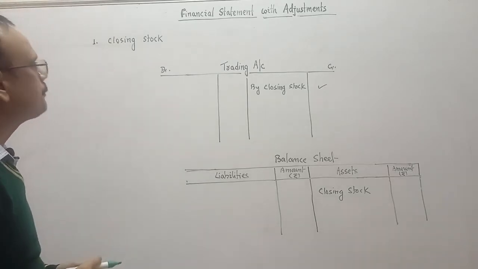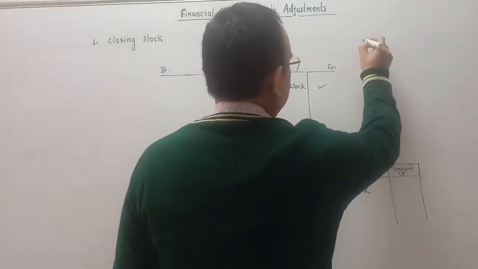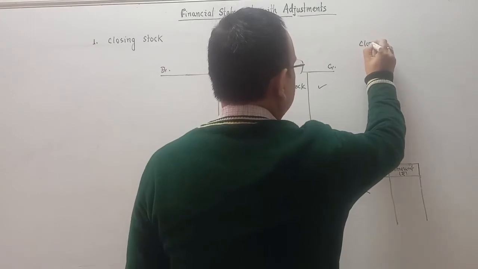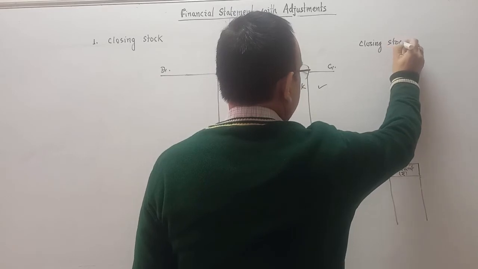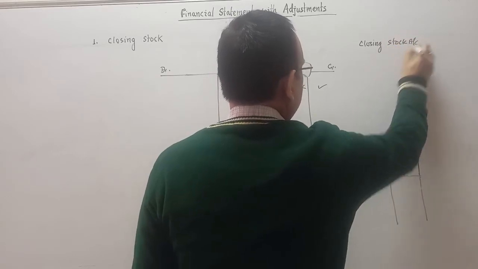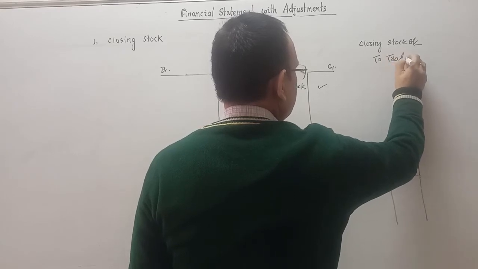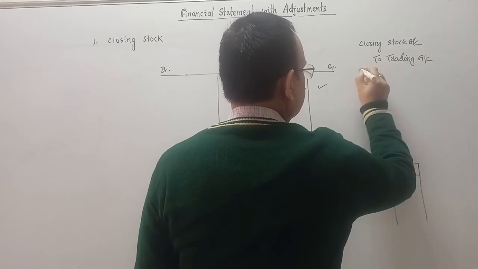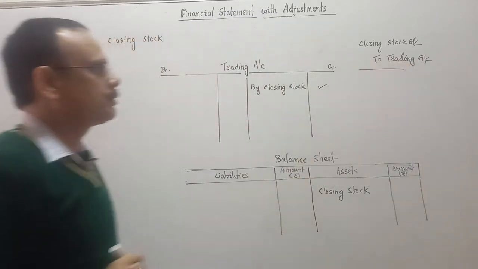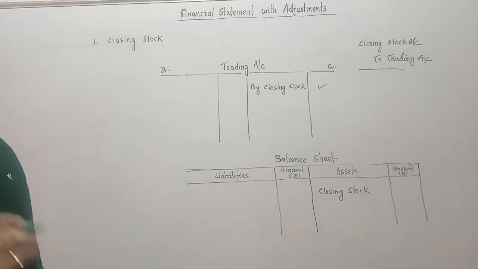The journal entry for the closing stock will be closing stock account debit to trading account. This is the adjustment entry. Closing stock account will be debited and the credit will go to the trading account.